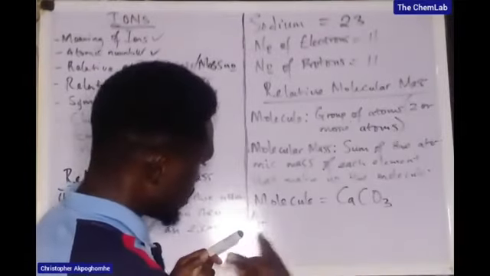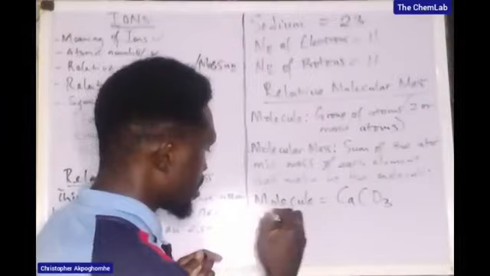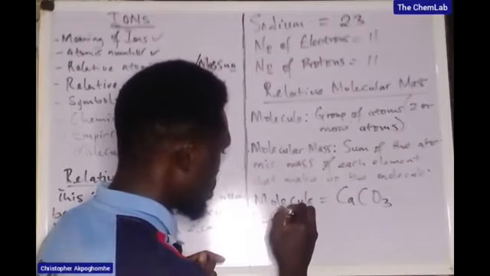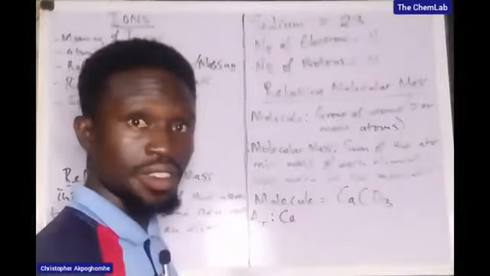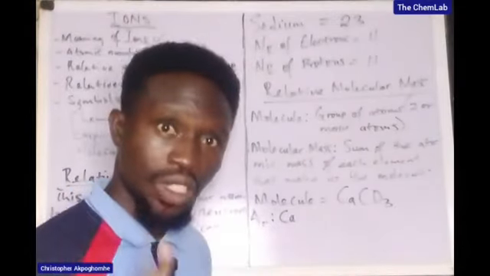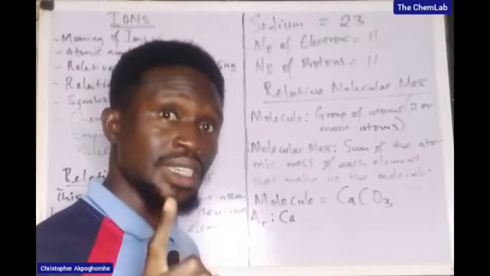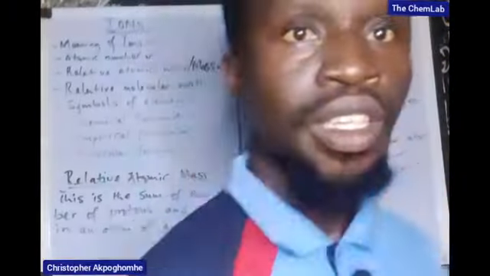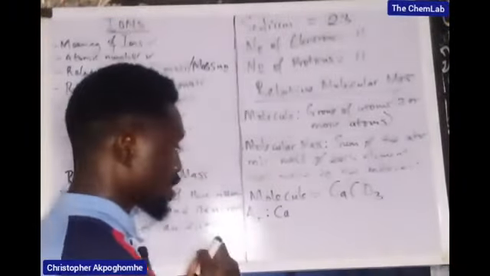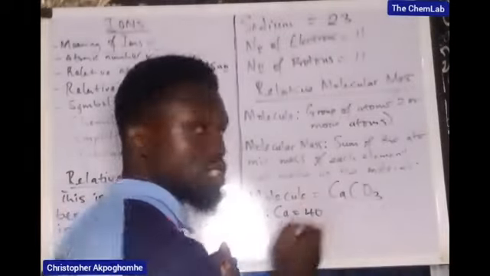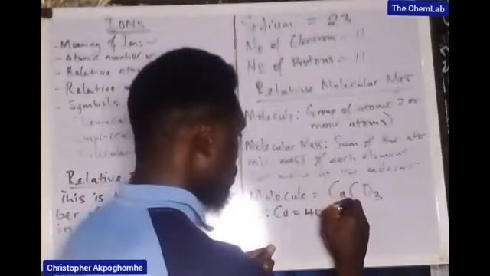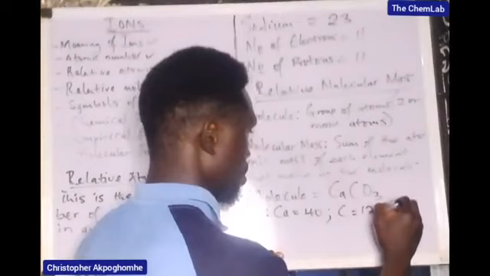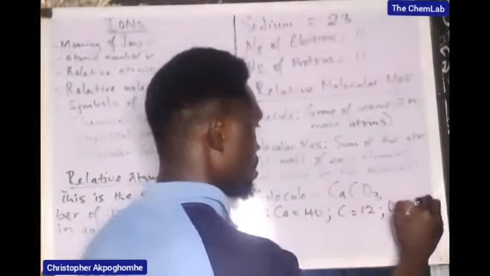Relative atomic mass of calcium is what? That's what we ask ourselves. I told you before that the relative atomic mass is usually given. The relative atomic mass of calcium is 40. That of carbon is 12. That of oxygen is 16.